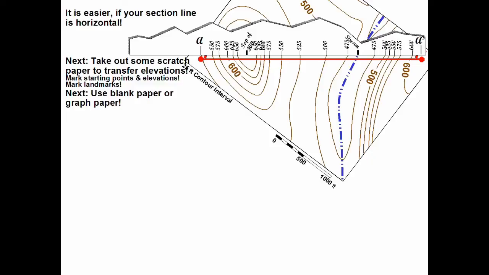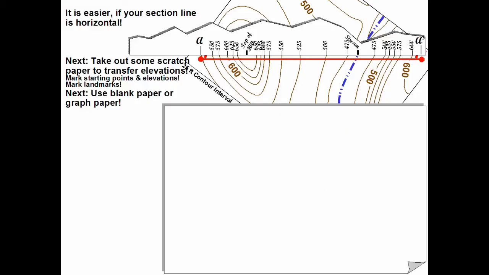Well, now we need a blank piece of paper, or better yet, graph paper. Graph paper has the advantage that we can transfer our elevation lines much easier. Okay, here's my piece of paper. Now, what is next? Well, we need to draw a vertical scale. Remember, we are slicing the earth open and looking at a section, which means we're going to see the topography that is exposed in that particular vicinity.